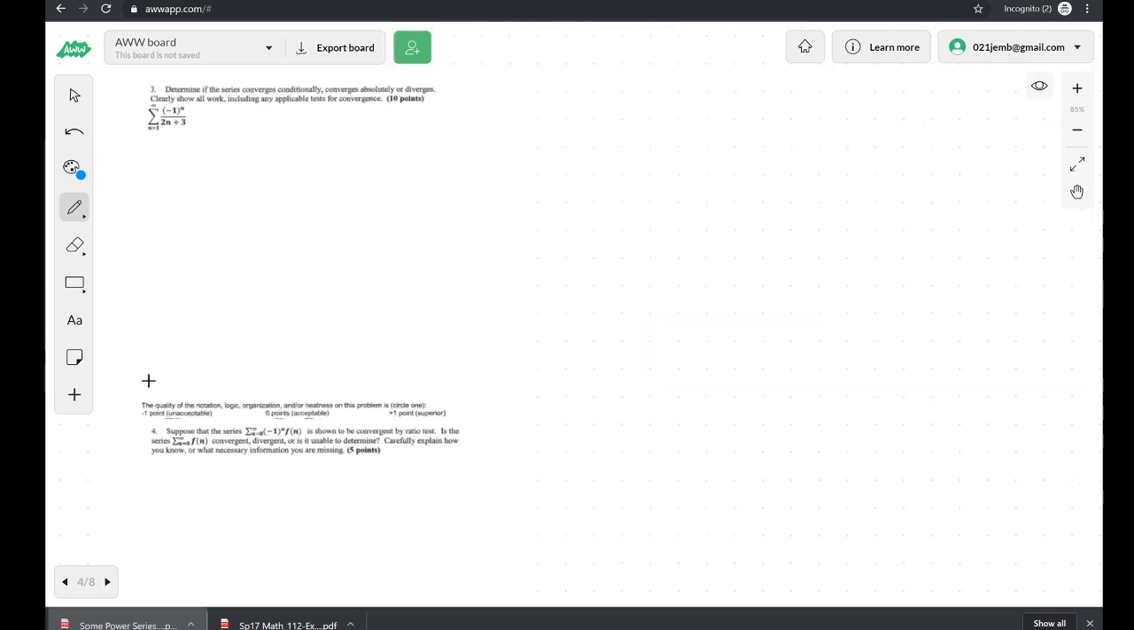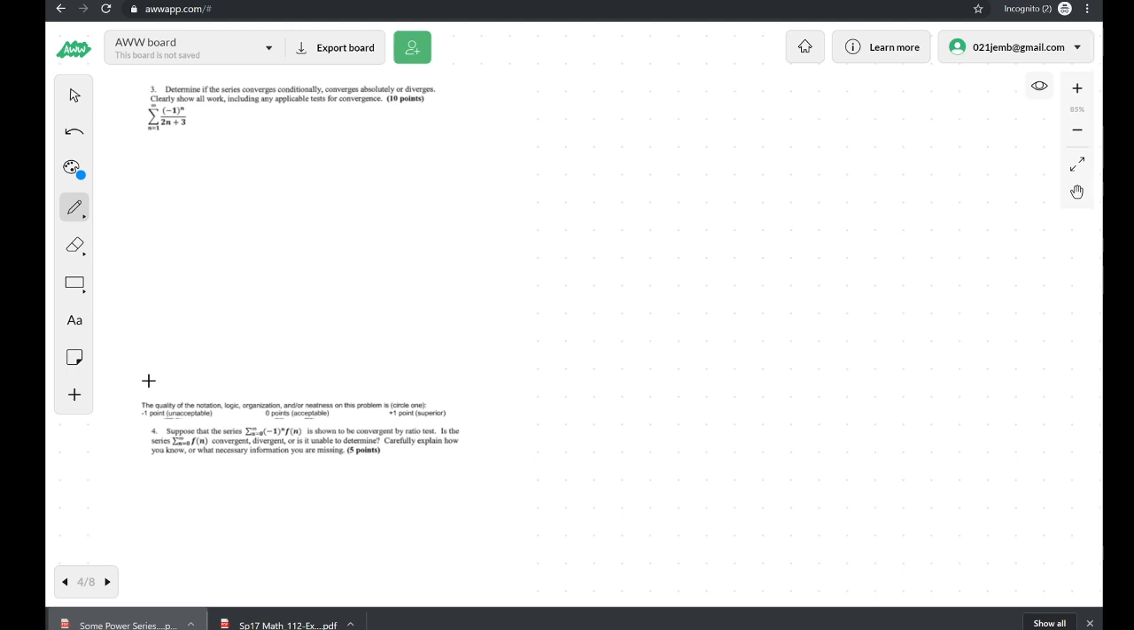All right, for problem 3, determine if the series converges conditionally, converges absolutely, or diverges. Clearly show all work, including any applicable tests for convergence. So for this one, it looks like we can find the absolute convergence since it's an alternating series. We can already see that it's decreasing for all the values of x.